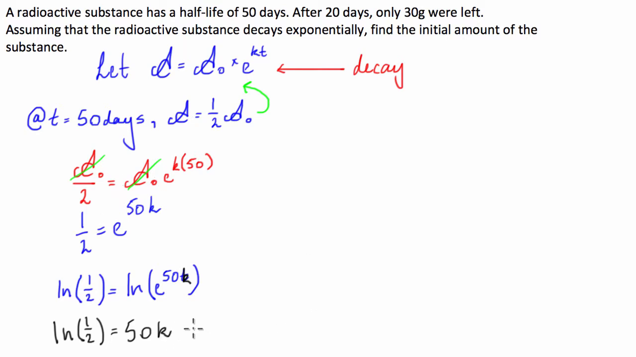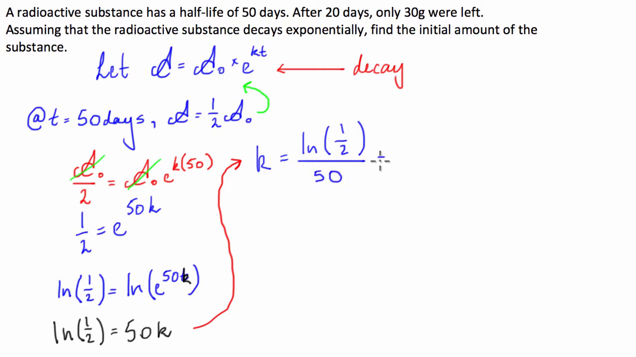Cool. So from here, guys, I'm just going to divide both sides by 50, and I'm going to have a k value equal to the natural log of 1 over 2 divided by the time that it took me to get there. Now if I plug this into a basic scientific calculator, I'm going to get a k value equal to 0.01386.